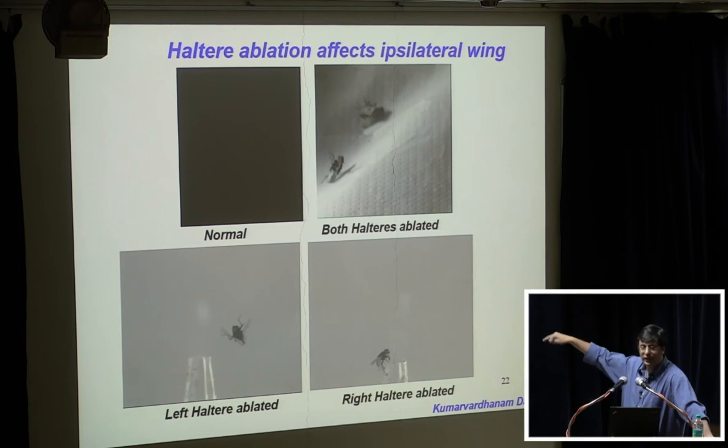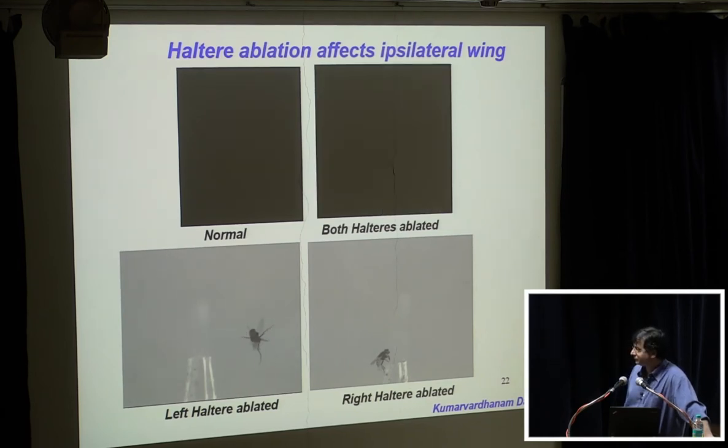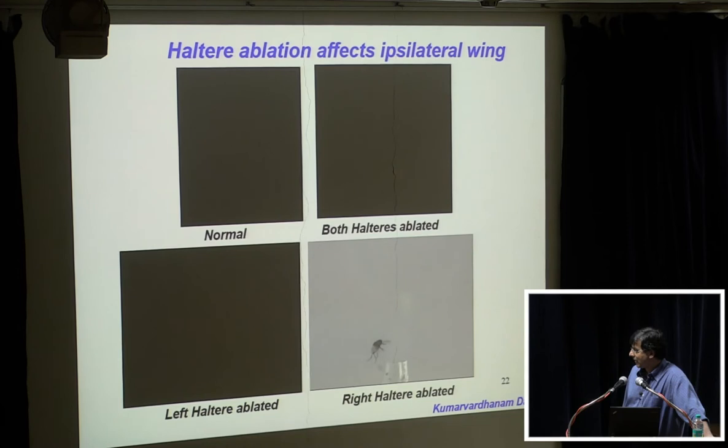You can see it's turning in one direction. And you can see that with its wings, it's trying to actually stabilize, but it cannot because it doesn't have accurate feedback. And this is where the right haltere is ablated. It does fine for a little bit and then suddenly veers out of control there. So it's a very important sense.